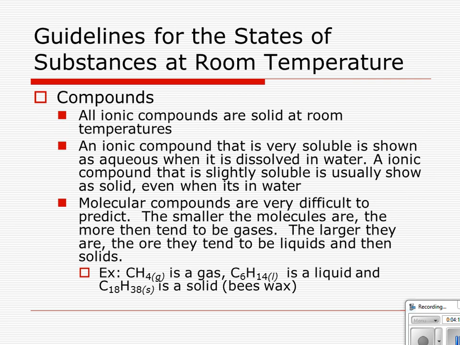Now, compounds. All ionic compounds are solid at room temperature. An ionic compound that is very soluble is shown as aqueous when it is dissolved in water. An ionic compound that is slightly soluble is usually shown as solid even when it is in water. Now, molecular compounds are very difficult to predict. The smaller the molecules are, the more they tend to be gases, and the larger they are, the more they tend to be liquids, then solids. For example, CH4, which is methane, is a gas.